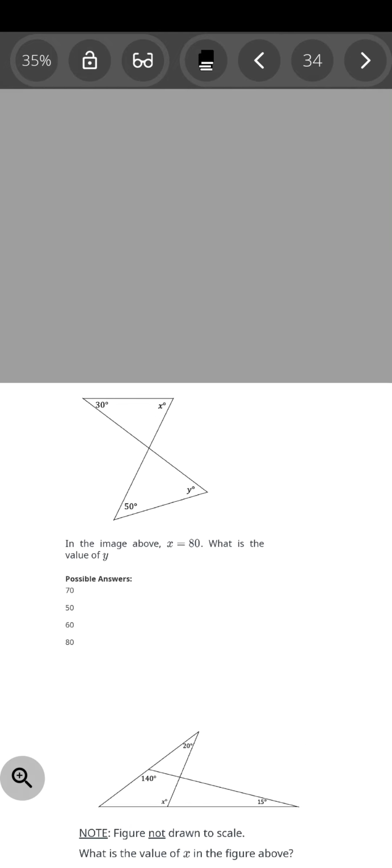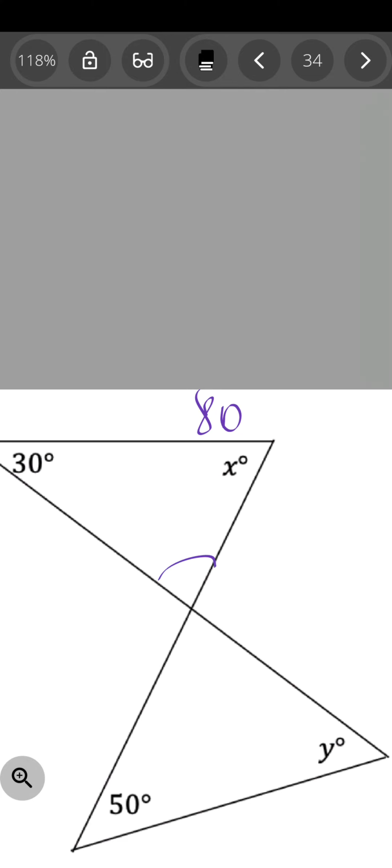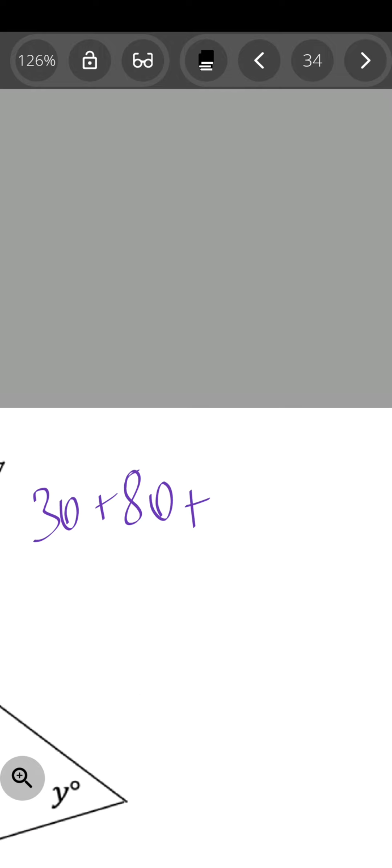In the image above, x is equal to 80. What is the value of y? According to the condition of this question, the angle x has the measure which is equal to 80. Denote this angle alpha. We know that the sum of the interior angles of a triangle is equal to 180. So we can write 30 plus 80 plus alpha is equal to 180.